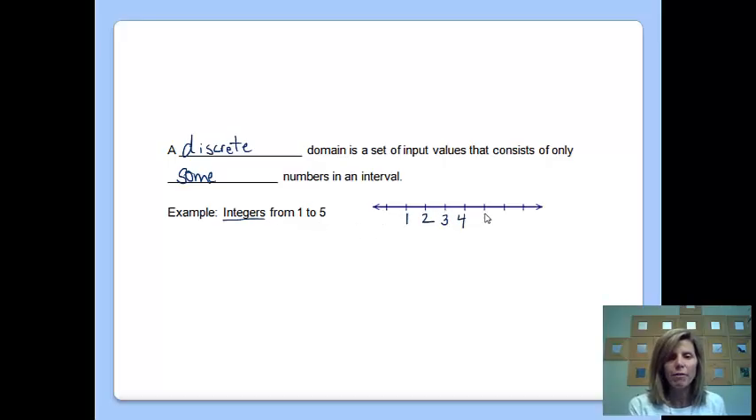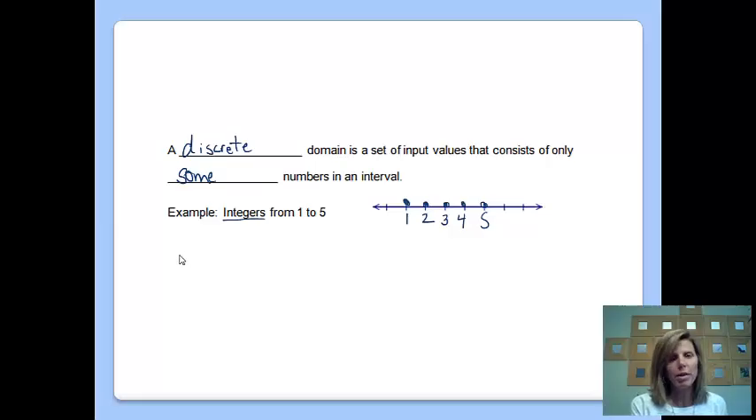So if I were going to graph that, I'd have 1, 2, 3, 4, 5. And I would just put dots at each one because those would be the integers from 1 to 5. Notice it doesn't include anything between 1 and 2 or between 3 and 4 and so forth.